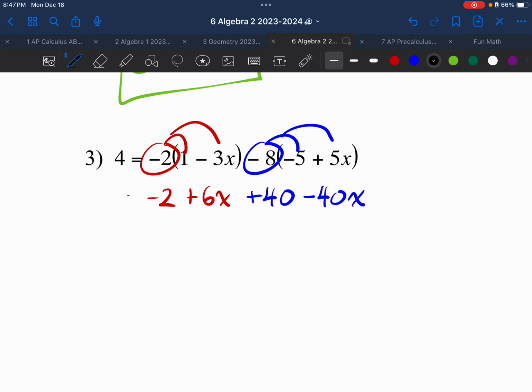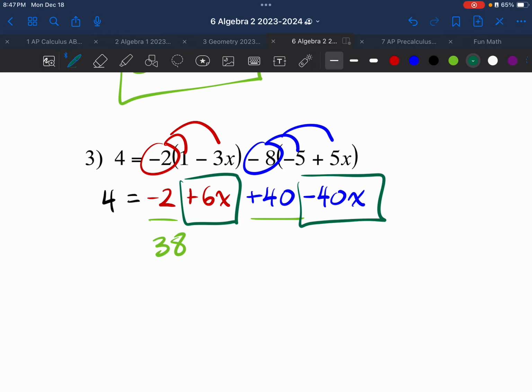The left side of that equation is still the same. It's still a 4. Alright, I have some like terms over here. I'm noticing that I have a negative 2 and a positive 40 for a total of 38. And I'm noticing that I have a plus 6x and a minus 40x. That adds up to a negative 36, or sorry, negative 34. So minus 34x. And again, the left side is still that 4.